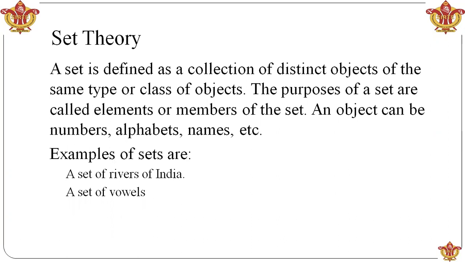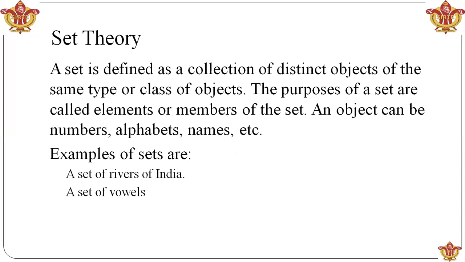Let's take an example to better understand. Here you can see the example of the set of rivers of India. So this is the set of the rivers, right? This is also part of set theory. And also we take one more example, that is the set of vowels, that means A, E, I, O, U. It involves the alphabets, but a particular type of alphabet. So which type of alphabets are in this set? Vowels, right? And there are so many examples of sets.